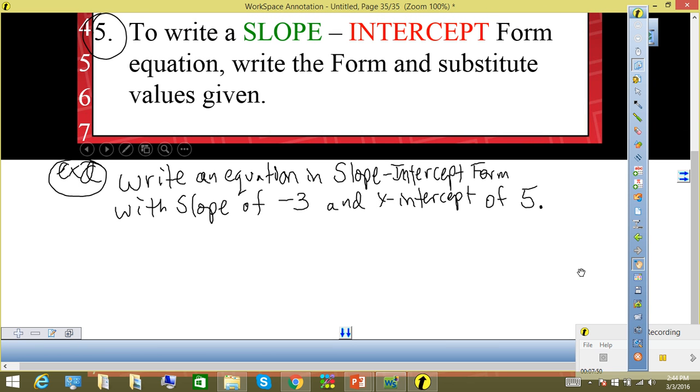All right. Pens down really quick. Eyes up here. I'm going to do this one, and then I'll let you do the next one by yourself and see how easy this is. So the last step says to write a slope-intercept form equation. These are the 2 things that we need to do. Write the form and substitute the given values. So, can you give me the form, please? Gael, what is the form?